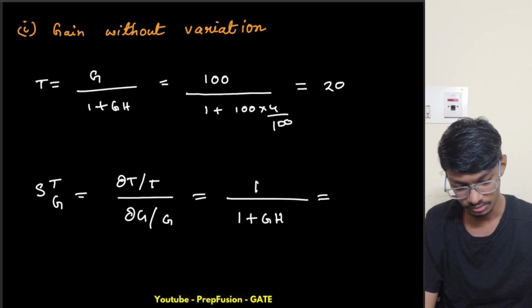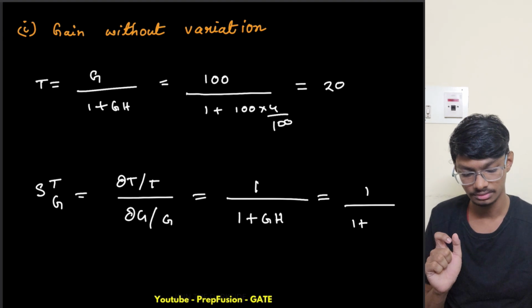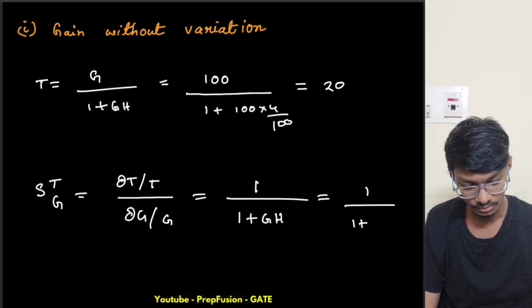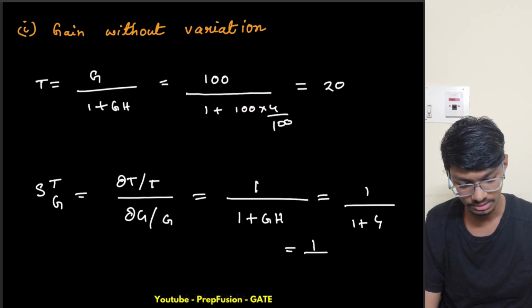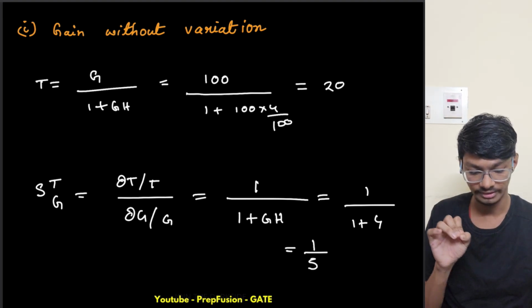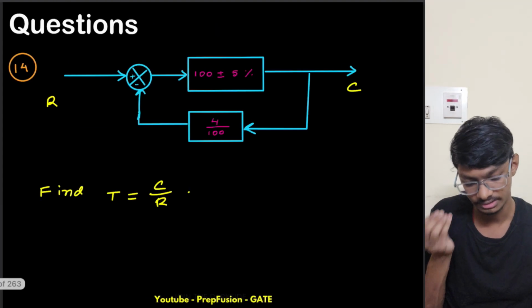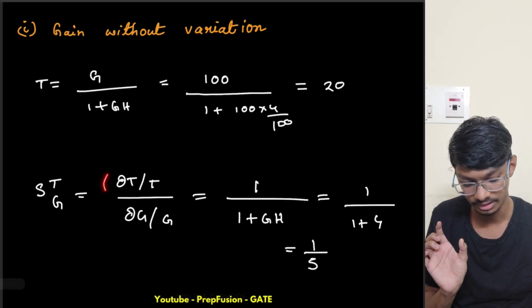So this is 1. What is 1 plus gh? gh is this, right? 4 only. So 4. So sensitivity is 1 by 5 only. So this is 1 by 5. Now we know del g upon g, right? This is given as 5%, so we can find the del t upon t.